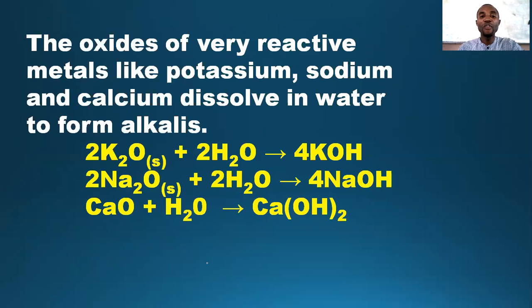Okay, the oxides of very reactive metals like potassium, sodium, and calcium dissolve in water to form alkalis. You do hear alkalis. Alkalis are just bases, but soluble bases. They dissolve in water to form alkali. Something like potassium hydroxide is an alkali, sodium hydroxide is an alkali, calcium hydroxide is another alkali. But the first two, potassium hydroxide and sodium hydroxide, are more soluble than calcium hydroxide. However, all three of them are soluble in water. They are alkalis. Whenever you hear about alkalis, these are the ones you can use as examples. They are soluble bases. They are not the only bases, but they are soluble ones.